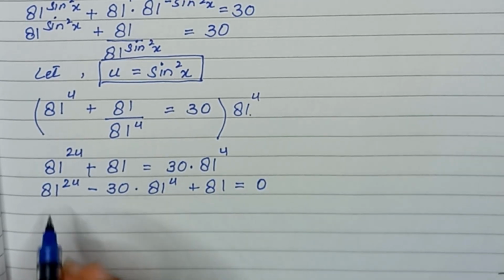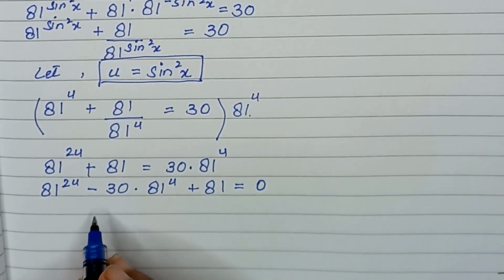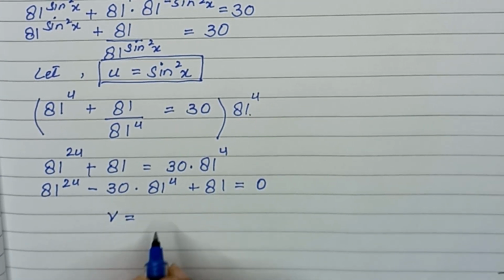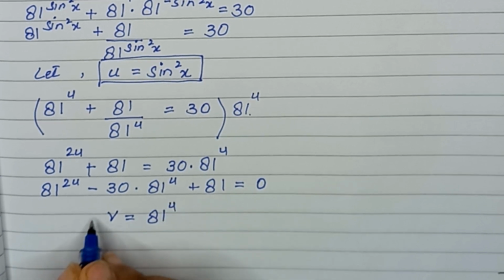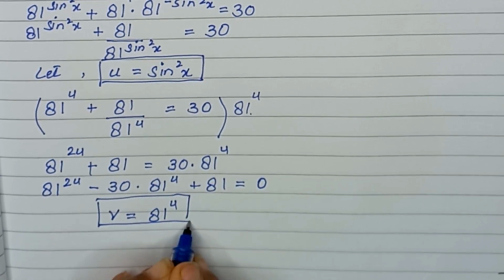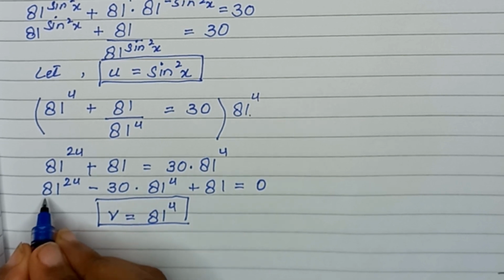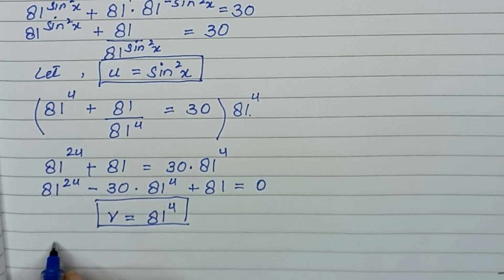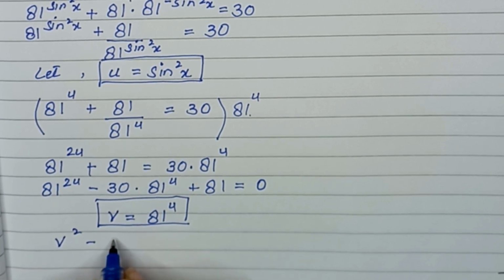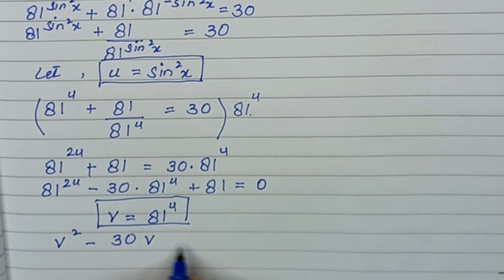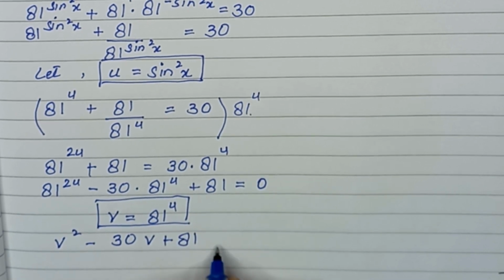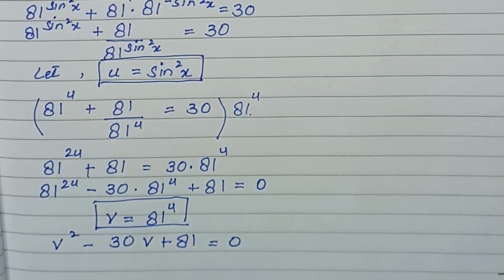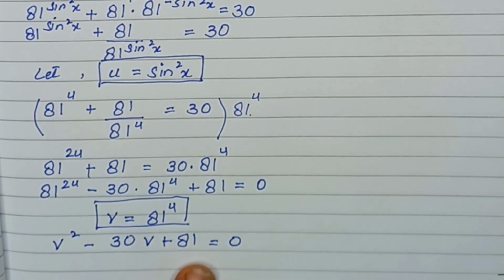Now here 81 raised to the power u is common. So we will suppose that v is equal to 81 raised to the power u. So this equation will become v square minus 30v plus 81, which is equal to 0. Now it is in the form of a quadratic equation, so we will find its factors.